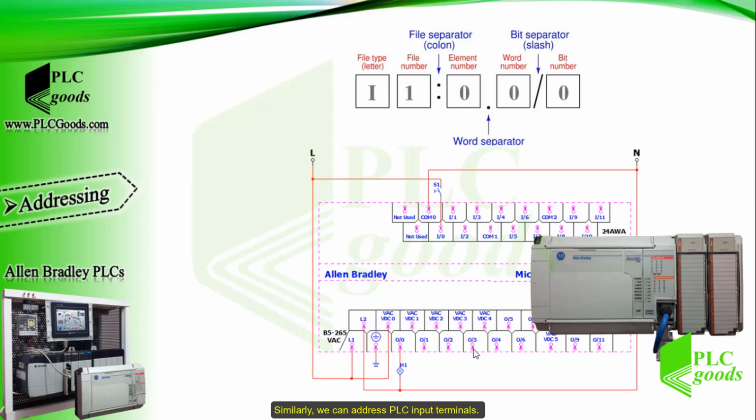Similarly, we can address PLC input terminals. The letter I indicates that the address belongs to a PLC input terminal. Its file number is 1. It can be omitted during input addressing when I want to address the digital inputs of my PLC. My PLC's default addressing number is 0. It has 12 digital inputs and its word number is 0. Then I can refer to each digital input with a number from 0 to 11.